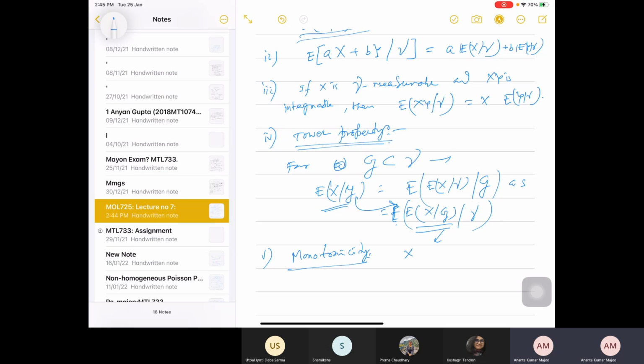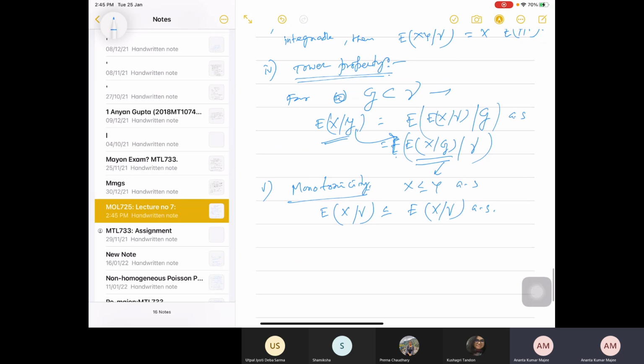What it says is that if x is less than or equal to y almost surely, and if y is integrable, then x is also integrable. Suppose x is less than or equal to y almost surely, and x and y both are integrable. Then expectation of x given nu is less than or equal to expectation of y given nu almost surely. This is the monotonicity property.